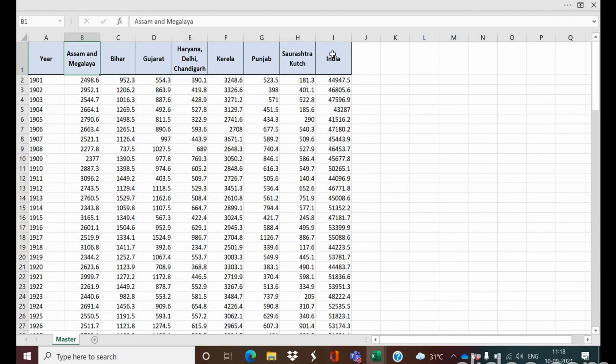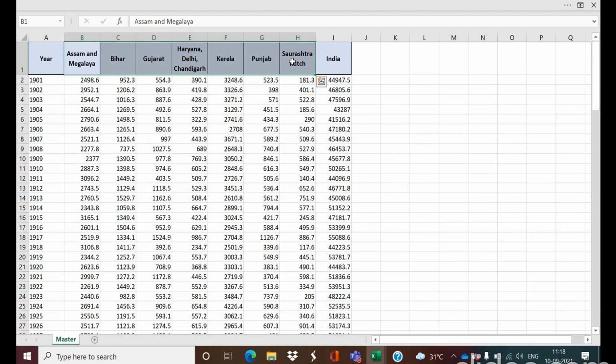So what is the dependent variable here? Dependent variable is only one: India. I want to predict what is the overall rainfall in India in 2018, 19, 20, 21, because it's still 17. And what are the independent variables? What are the contributing factors here? These are the various state rainfalls. These are the contributing factors.